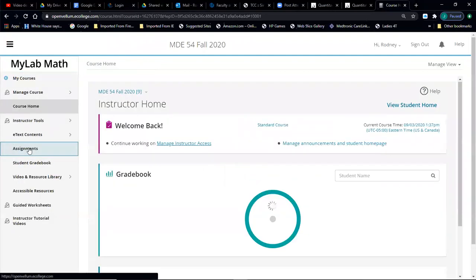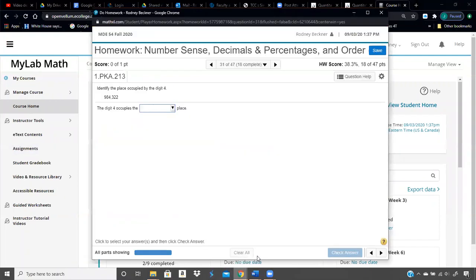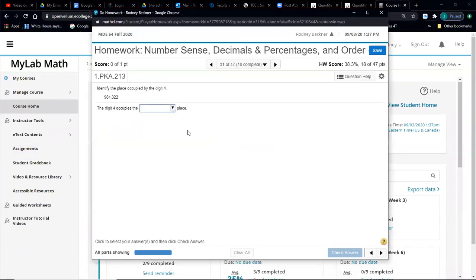So let's get back to our main menu. Actually, I didn't close that, did I? I did not. Perfect. So identify the place occupied by the digit 4. So these are all whole numbers. So this 2 is in our ones. Remember, there is no oneths for the decimals. We talked about that last time. It starts at the tenths. Then this is our tens, our hundreds, and our thousands.